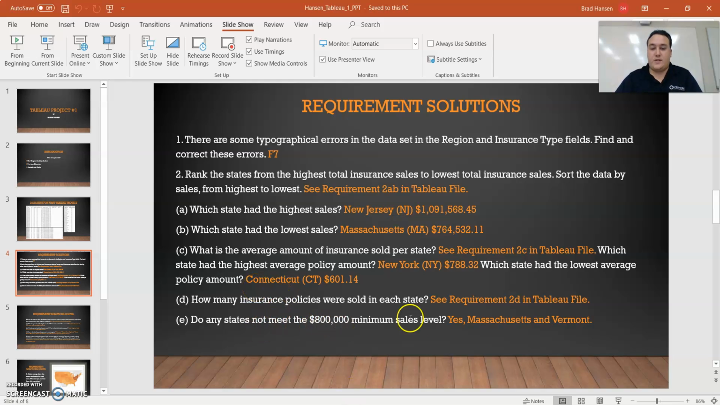Do any of the states not meet the $800,000 minimum sales level? Yes, Massachusetts and Vermont, and those are our only two. So we're going to yell at those two in the end.